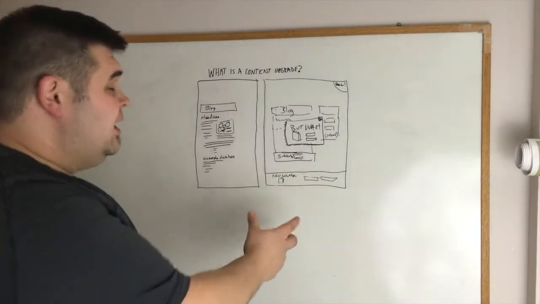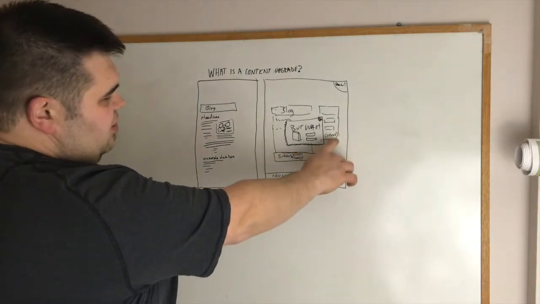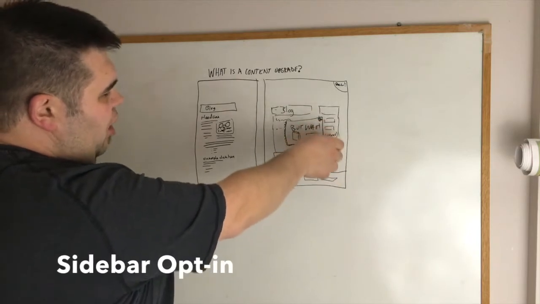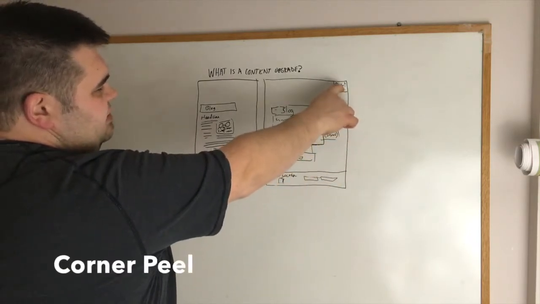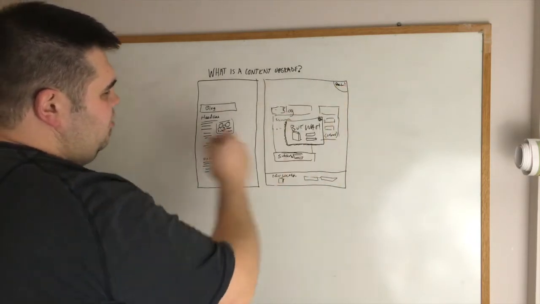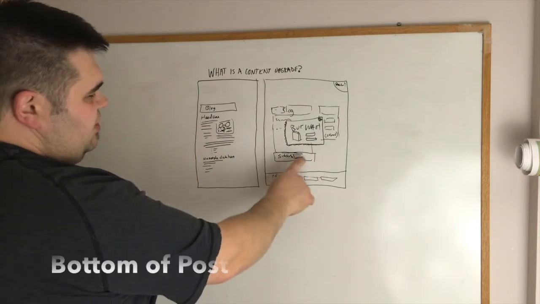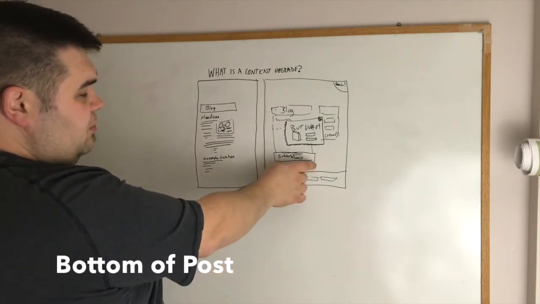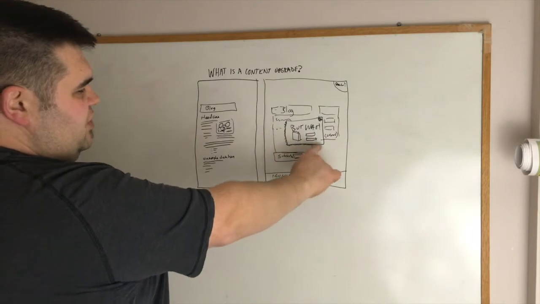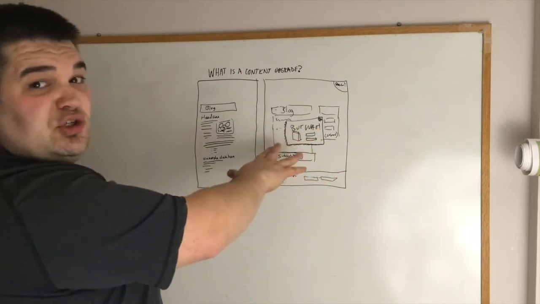Pardon my poor drawing. You might have one here on the sidebar of a blog, right? Or you'd have these peel buttons in the top part where you can peel it down, or you might have a subscribe at the bottom of the blog post, not too unobtrusive, right? Or maybe you've got this pop-up that pops up. Now you can do these two ways.